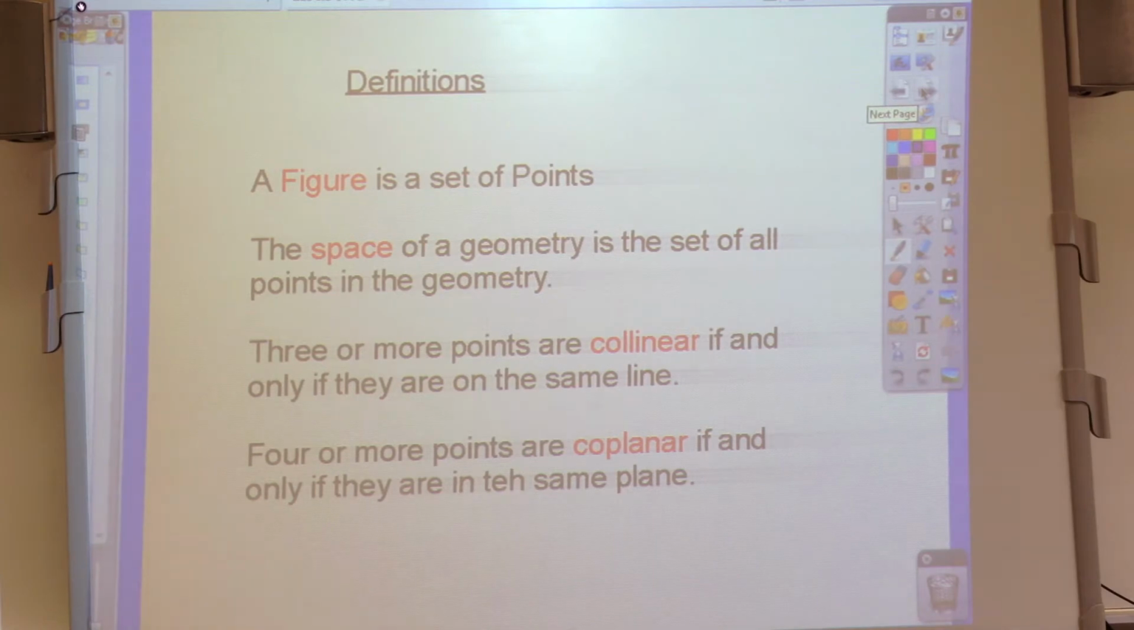let's look at some definitions. A figure is a set of points. The space of a geometry is the set of all points in the geometry. 3 or more points are collinear if and only if they are on the same line. And 4 or more points are coplanar if and only if they are on the same plane. Go ahead and write those down. Pause the video if needed.